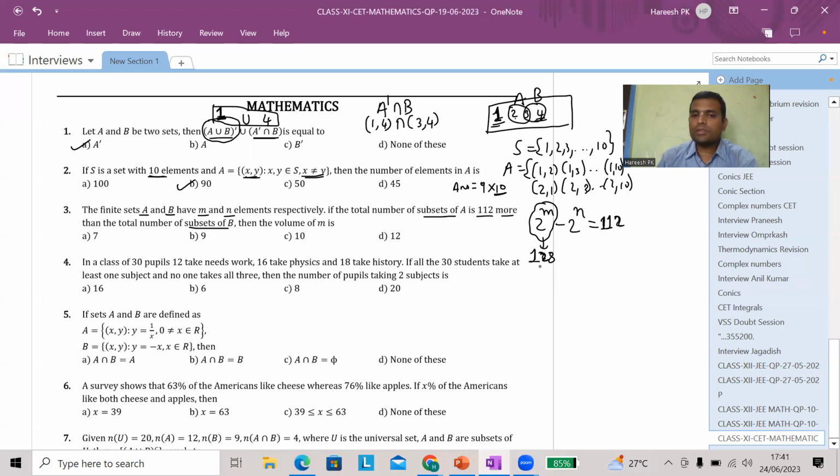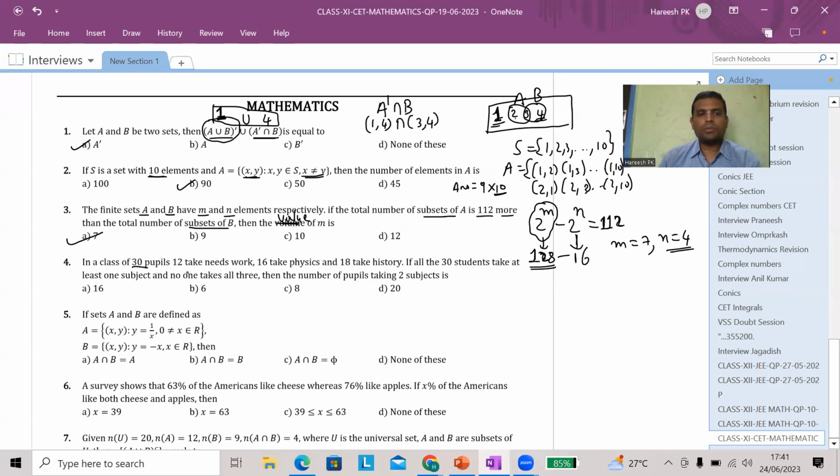And if this is 128, then naturally this has to be 16. So from here we understand m has to be 7 because 2 power 7 is 128, and n has to be 4 because 2 power 4 is 16. So the value of m is 7. Easy question again, right? And next again is easy.